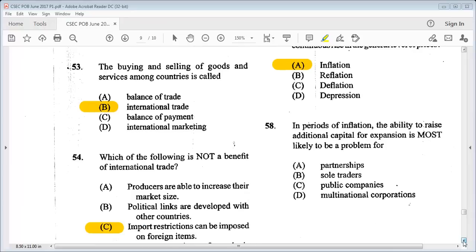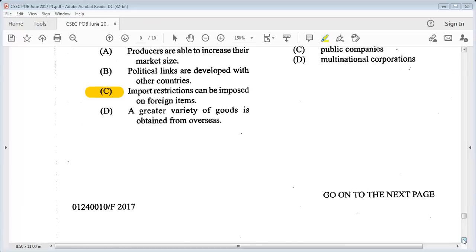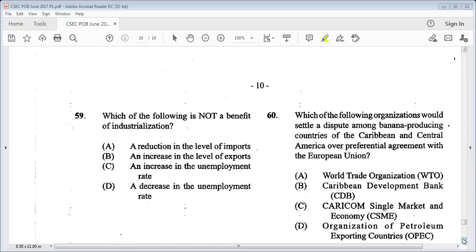58. In periods of inflation, the ability to raise additional capital for expansion is most likely to be a problem for, we know, B, sole traders. Let's go to 59. Which of the following is not a benefit of industrialization? We know it is C, an increase in the unemployment rate.